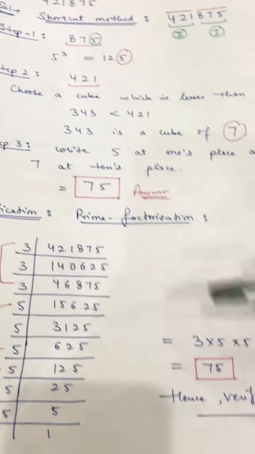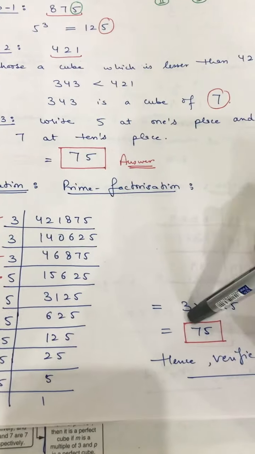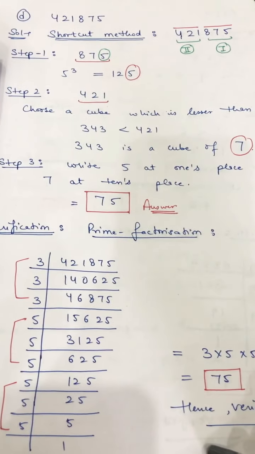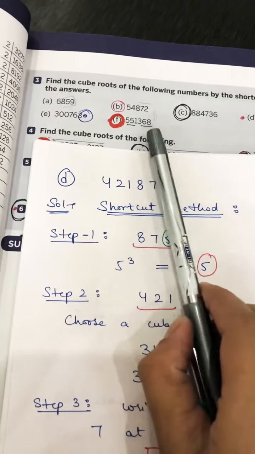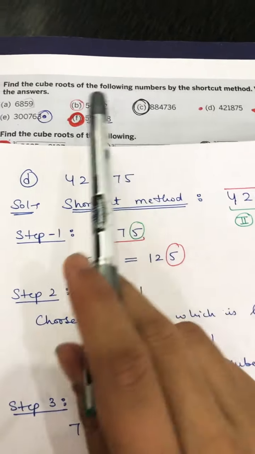So now you can match your answers. Both answers are the same, so hence you have verified. Okay, same as it is, there is a part number F. I'm sending you the PDF of part numbers A, D and F.